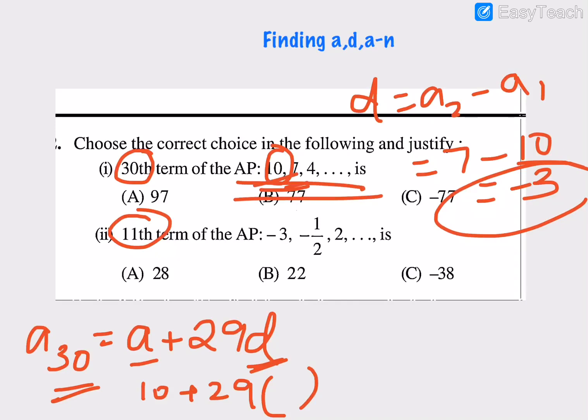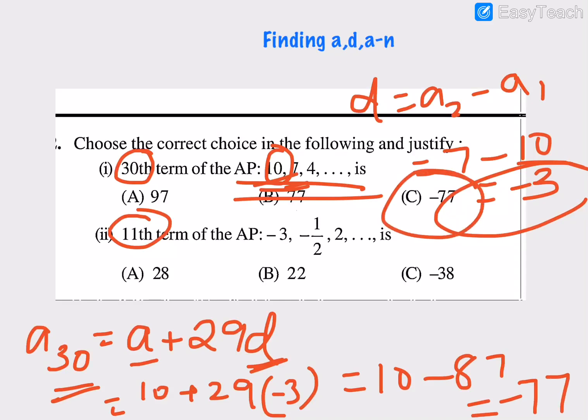Each next value will be decreasing. So here 10, next 7, 4, it is decreasing. So the d value is negative, so minus 3. That is equal to 10 minus 87, and that becomes negative 77. So the correct option is C.